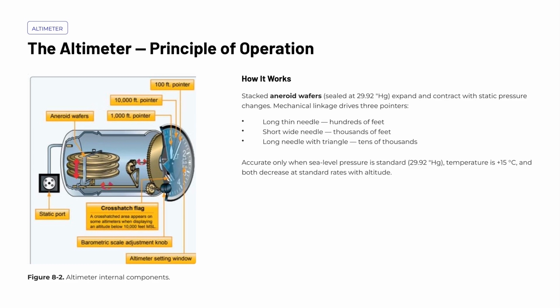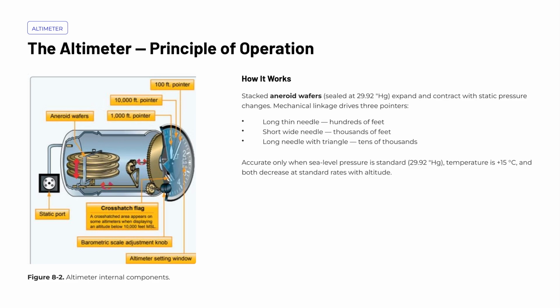This mechanical movement is translated through a series of linkages to drive 3 pointers on the instrument face. The long, thin needle indicates hundreds of feet, the short, wide needle indicates thousands of feet, and the long needle marked with a triangle indicates tens of thousands of feet.